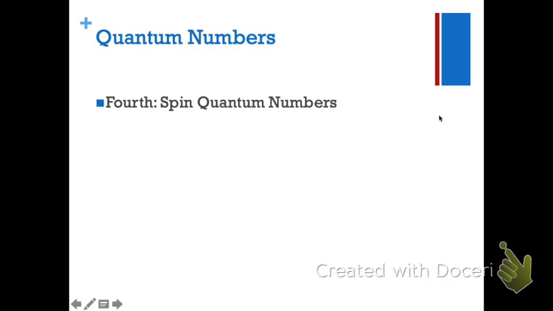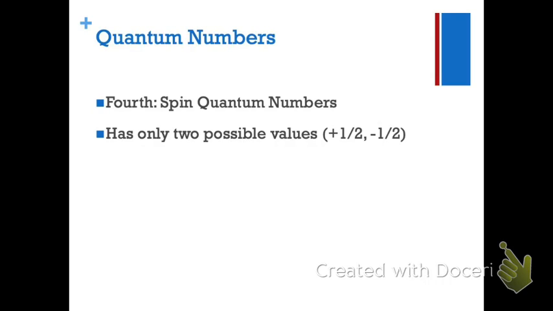The last part here is the spin value. It only has 2 possibilities: the positive spin or the negative spin. They label them as positive 1/2 or negative 1/2. If it's the positively spinning electron, the last part of the quantum number is plus 1/2. If it's the negatively spinning electron, the last part is negative 1/2.